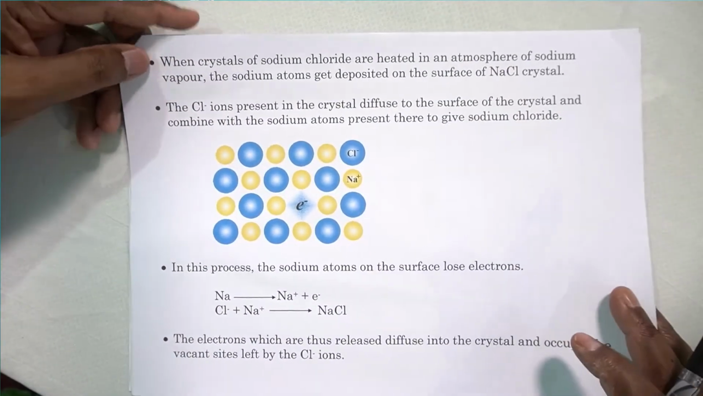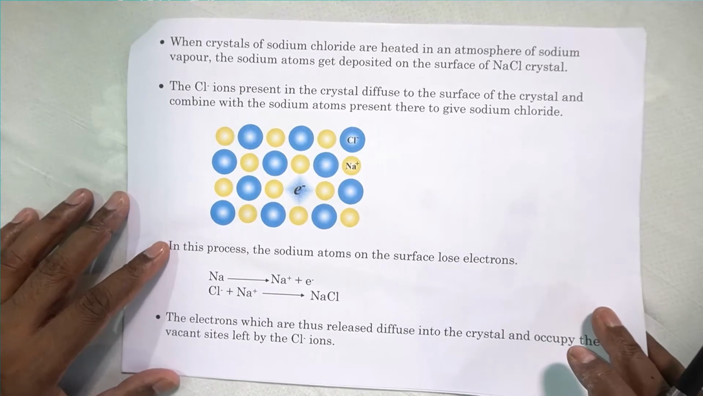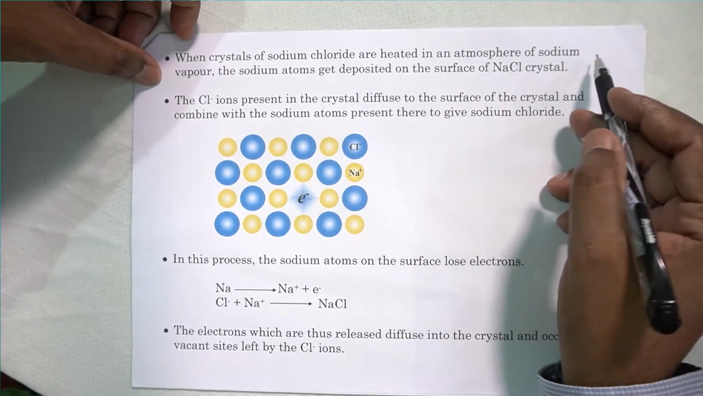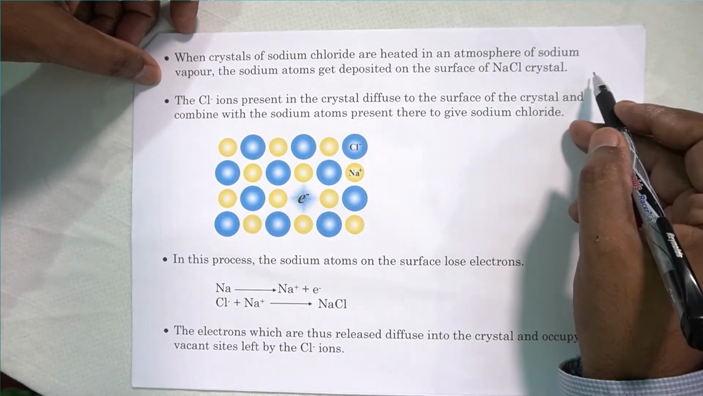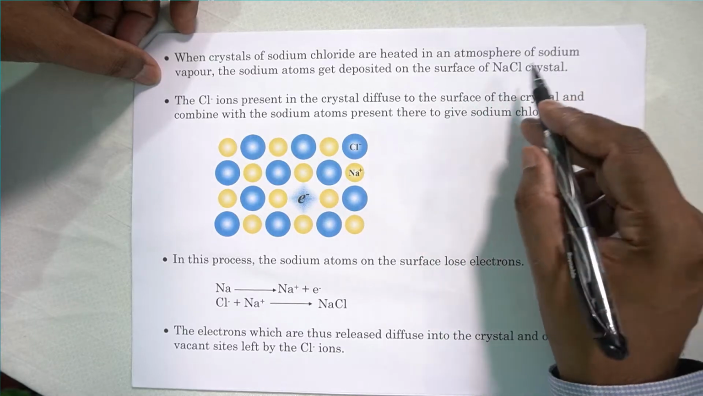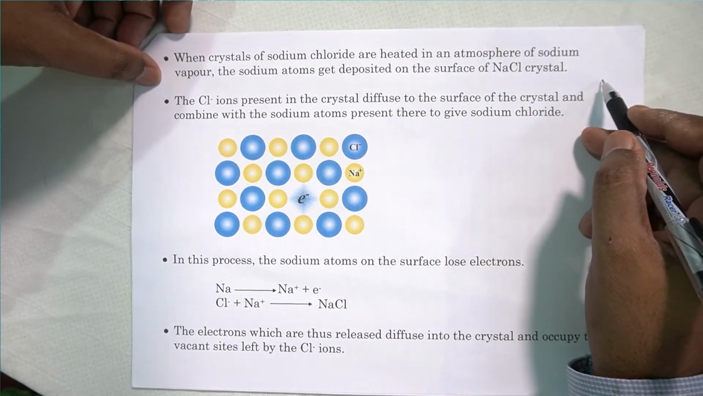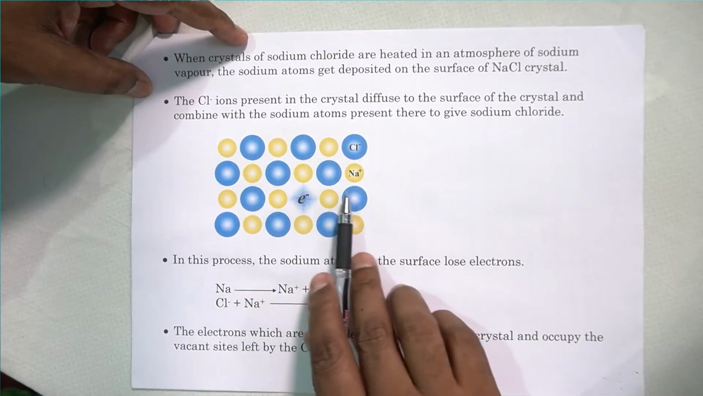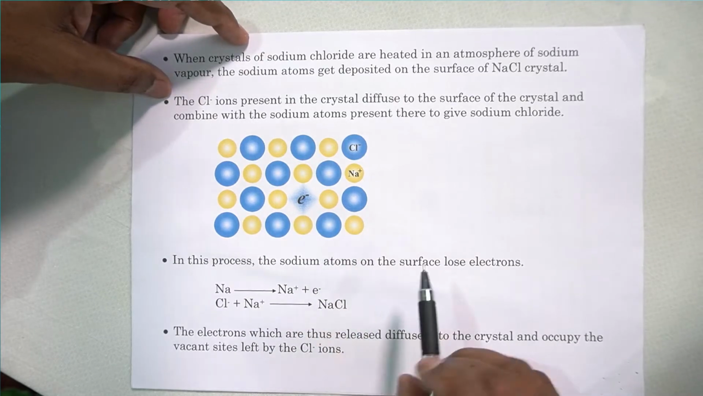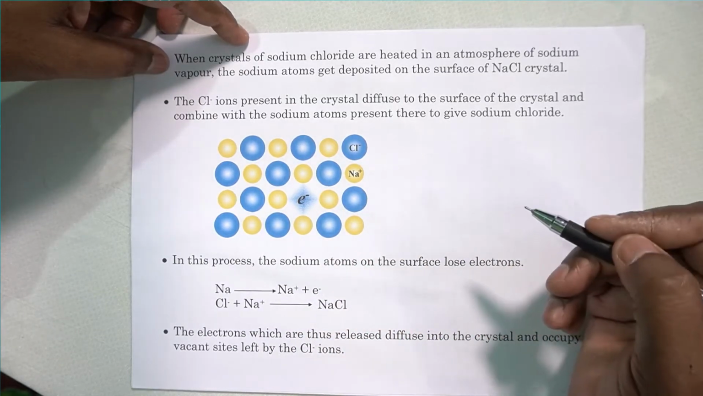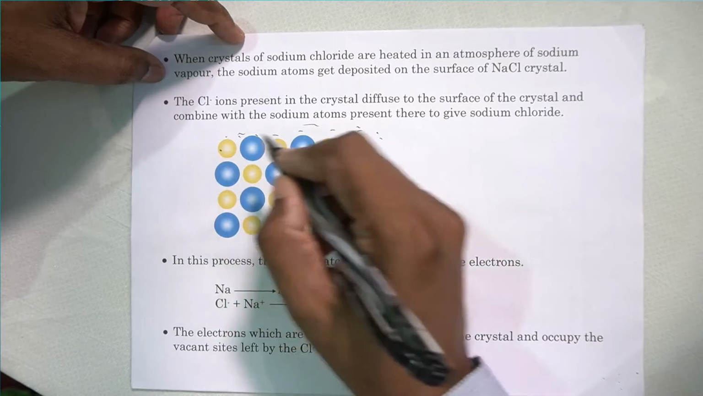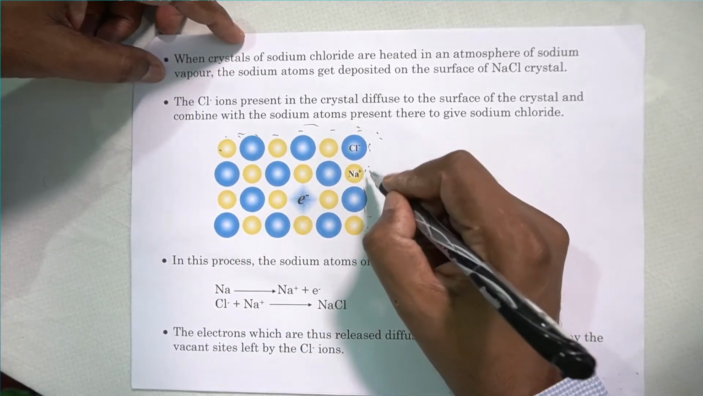Now the next thing we can see is the sodium chloride crystal, because it is a very systematic and ideal crystal. The kind of defect that we see in sodium chloride is this: when crystals of sodium chloride are heated in an atmosphere of sodium vapor, the sodium atoms get deposited on the surface of the sodium chloride crystal. What are we doing here? The sodium chloride crystal has a systematic arrangement of sodium and chloride ions. Now we are heating this crystal in an atmosphere of sodium vapors. Sodium vapors are all around the crystal. So on the surface, the sodium metal atoms come in contact.